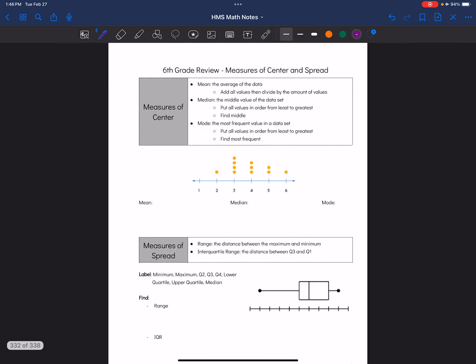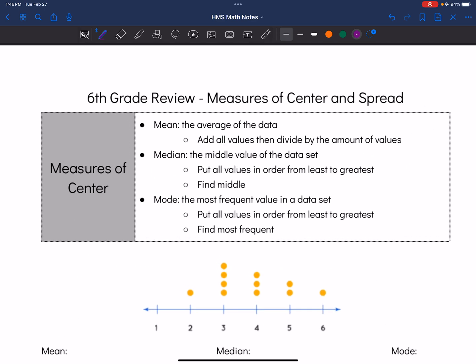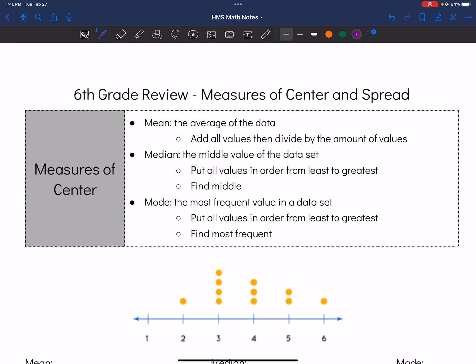But first, let's actually go back to what you should have learned last year in hopes to trigger some of that memory and bring it back to the forefront of our brain. So we have measures of center, which might be a new term. I'm not entirely sure. Mean. Y'all know that one. It's the average of the data. We are going to add all the values and divide by the amount of values.